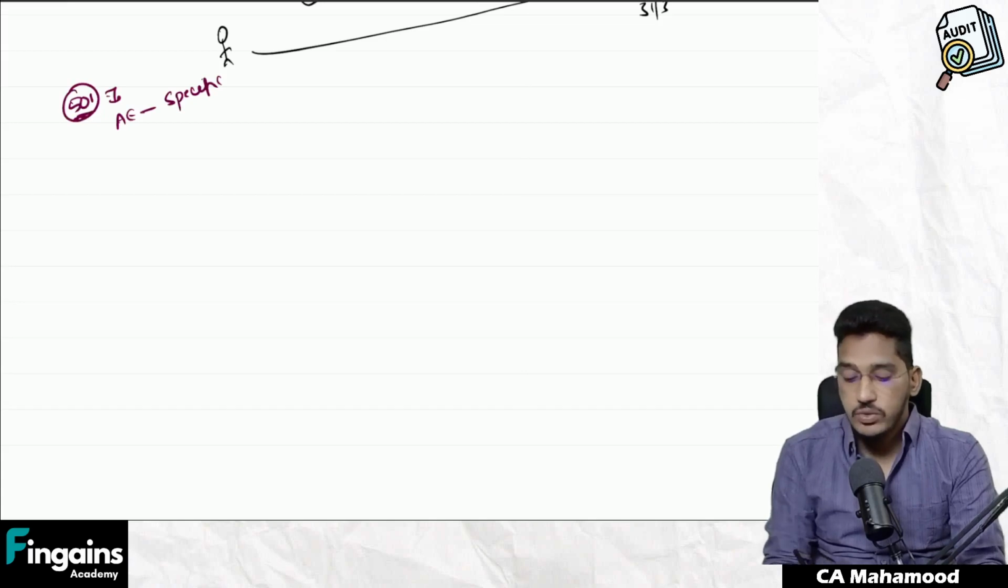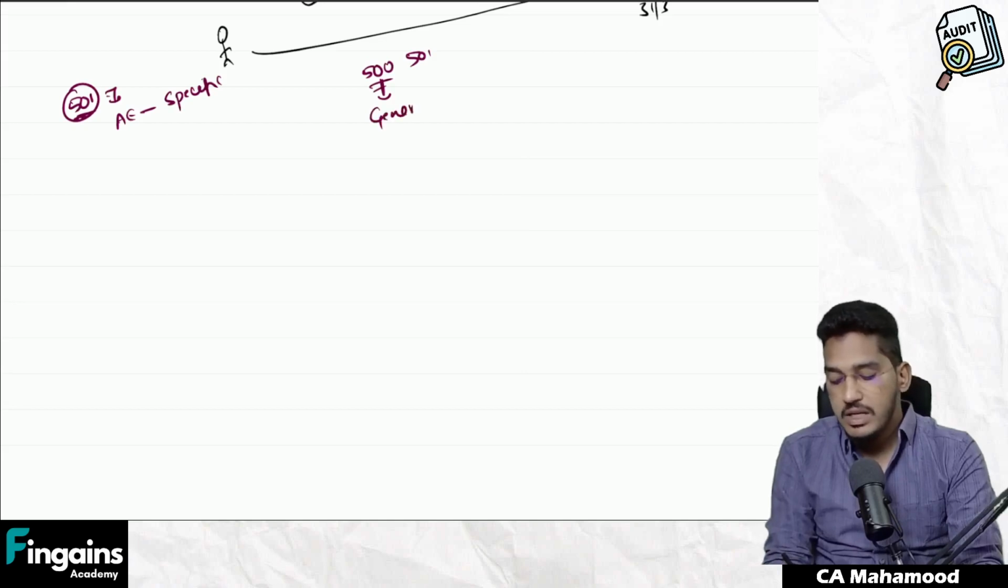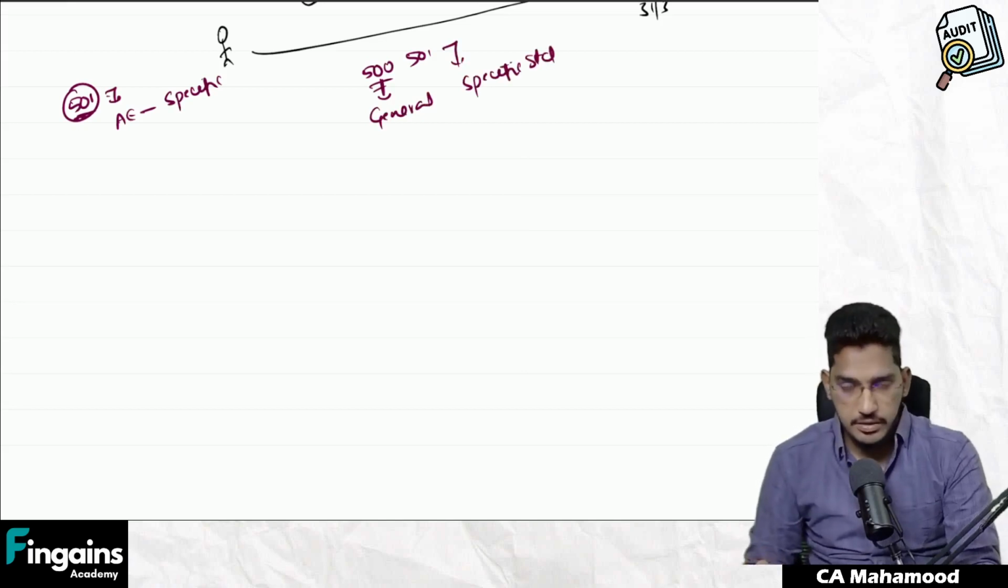And I even explained the difference between 500 and 501. SA 500 is a standard talking about audit evidence in general, whereas SA 501 is also a standard talking about audit evidence, but it is a specific standard talking about only specific items.